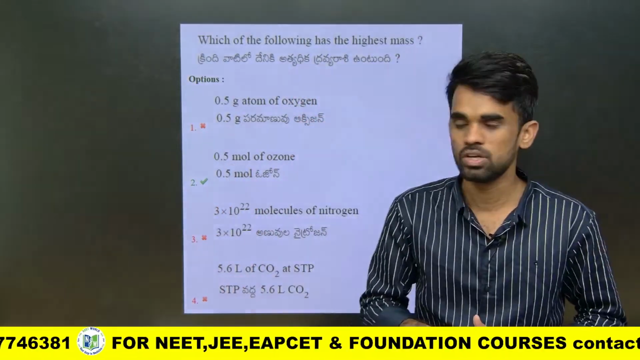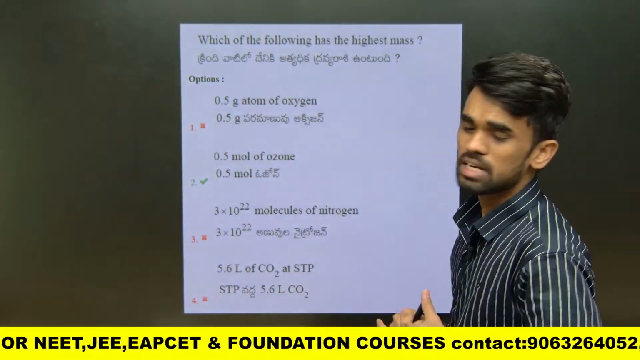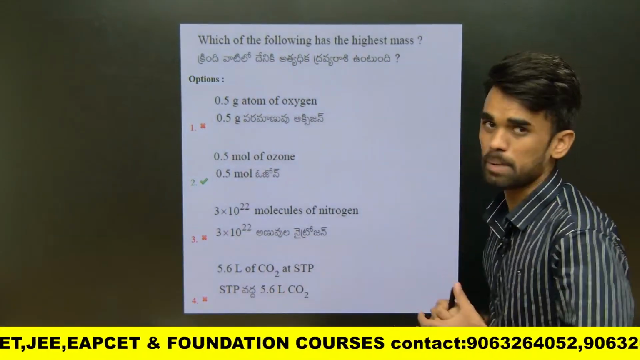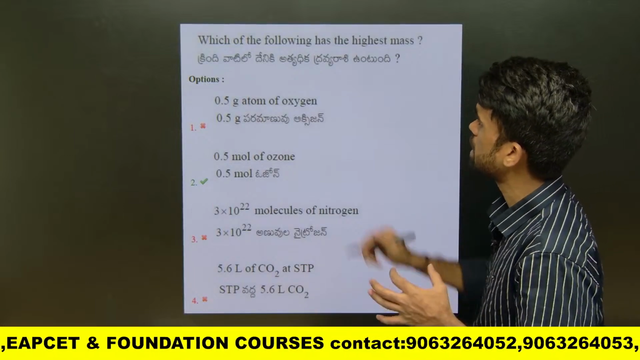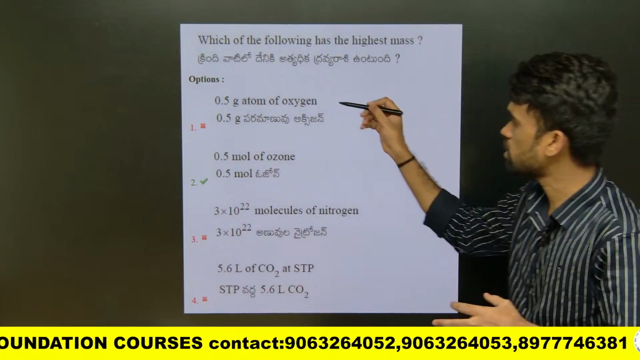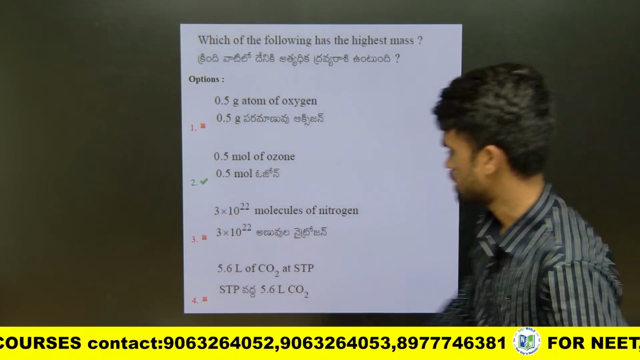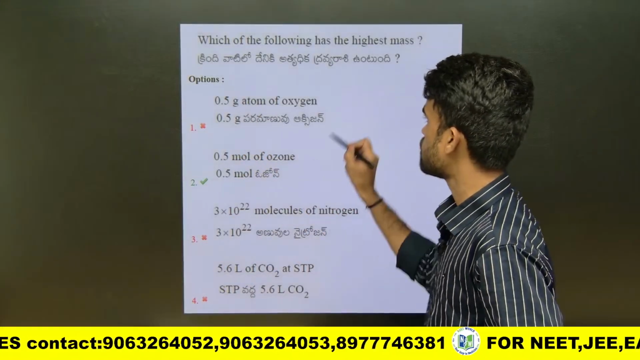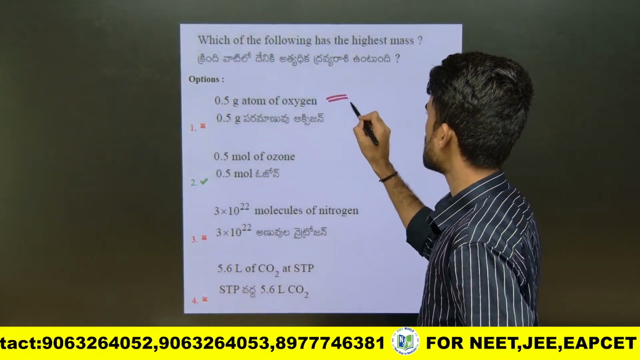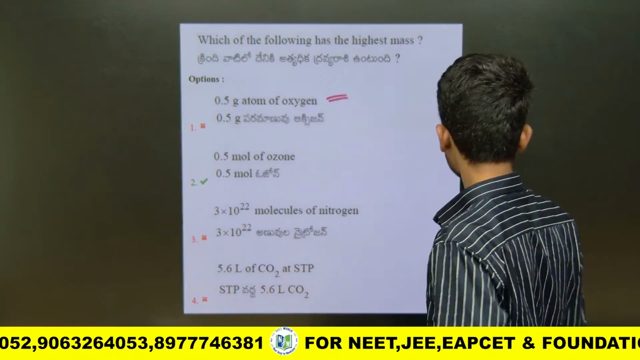Now today we will be discussing the questions of this EAPCET paper. See, the first question says: which of the following has the highest mass? They have given different compounds and they are asking about their mass. See, 0.5 grams of oxygen they mentioned, so directly mass is mentioned for this particular substance as 0.5.